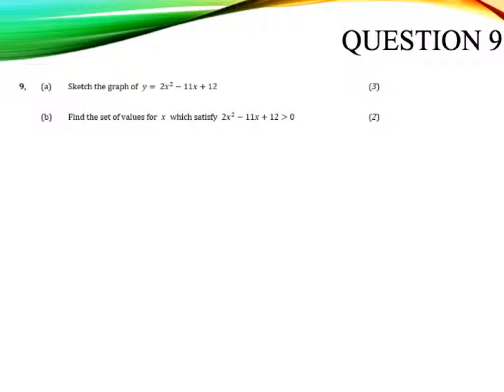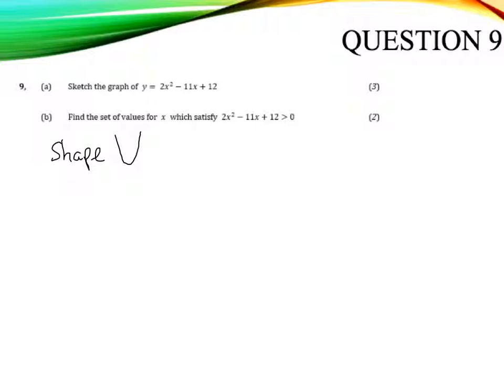So question 9 says, sketch the graph of y equals 2x squared minus 11x plus 12. We've been given no more information than that. Okay, so let's have a think about how we're going to go about this. In order to sketch the graph, we need to do the following things. We want the general shape. So what shape is this going to take? Well, this is a positive x squared, so it's going to be something like this.